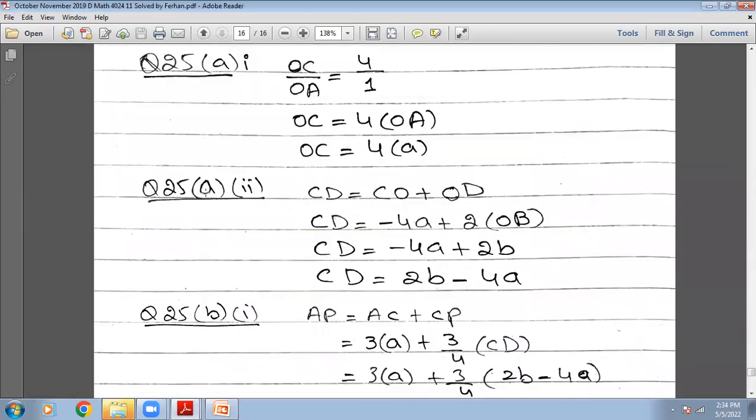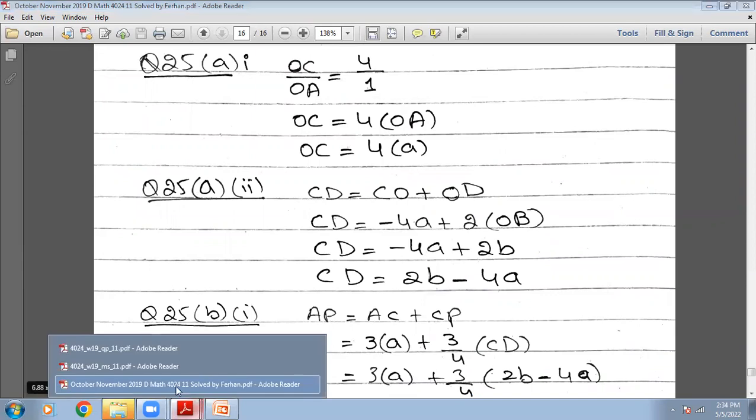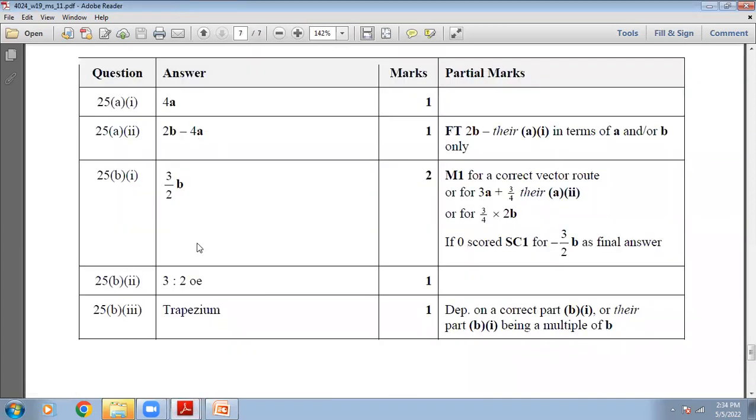The next question is: find the CD. If you want to find out the CD, that will be CO plus OD. CD will be equal to minus 4A plus 2 times OB. So CD will be equal to minus 4A plus 2B. CD is equal to 2B minus 4A. 2B minus 4A is the right answer, sir.